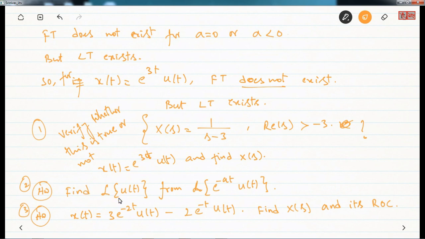It won't take more than 2 minutes because I asked you to use the existing Laplace transform obtained for e power minus a t u of t, and then using that you have to find the Laplace transform of u of t. The first one is you have to find the Laplace transform of e power 3t u of t, and that means I want you to verify whether this is correct or not. Right. And the third one is, if you are given x of t as a combination of two signals, what will be the Laplace transform? You find the Laplace transform of this signal and of this signal, both separately, but one may have one region of convergence, another may have another region of convergence. Then you have to say what is the final region of convergence for this entire signal.